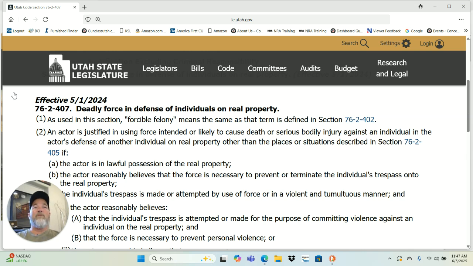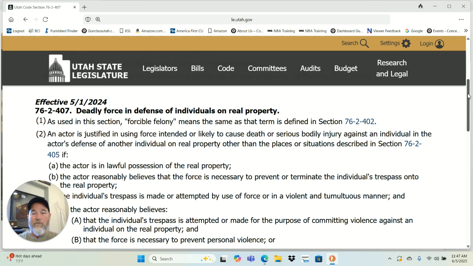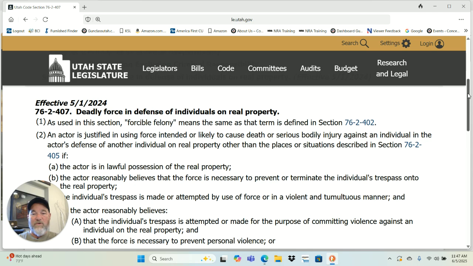Force in defense of individuals on real property. So real property, for example, would be my home and the lot that it sits on. Real estate, land that you own. Maybe you've got some property, a cabin up by Strawberry Reservoir. That's what they're talking about here. I think that this is extremely rare. As a law enforcement officer with 18 years working patrol, I've never seen a use of deadly force for trespassers coming onto the property. Just need to make sure that you've got all the elements here.